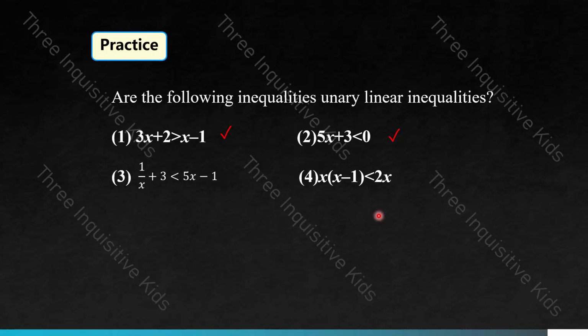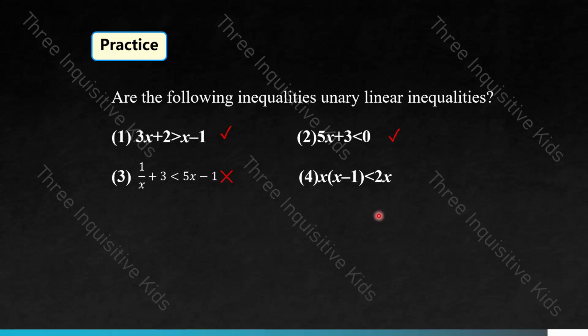The next one would not be a unary linear inequality because it does not contain whole expressions on both sides. Remember, the definition of a whole expression says that it cannot contain a variable in the denominator. And here we do see an x in the denominator of a fraction, so the third one is not a linear inequality in one variable.